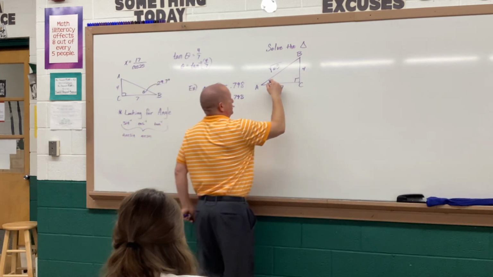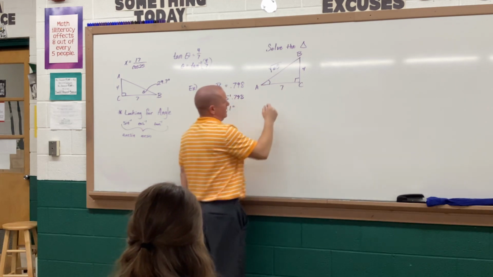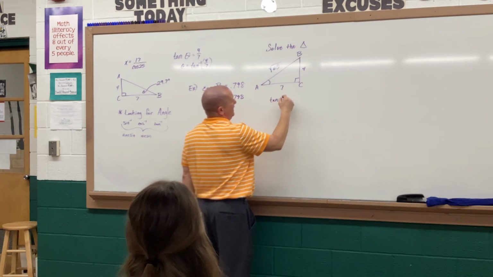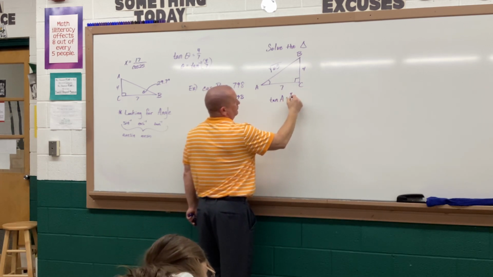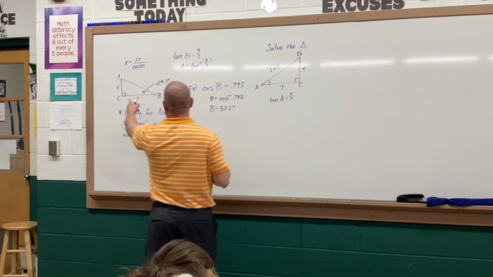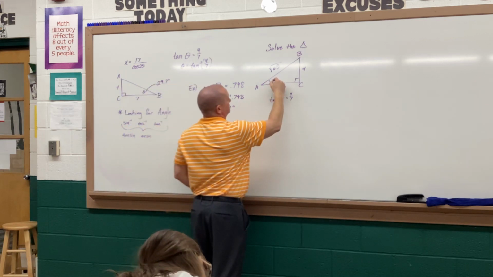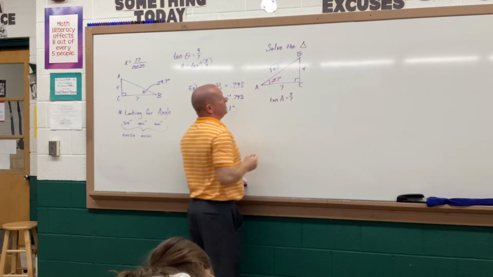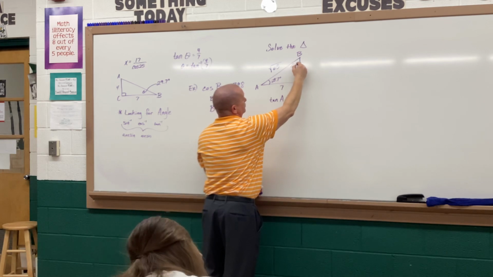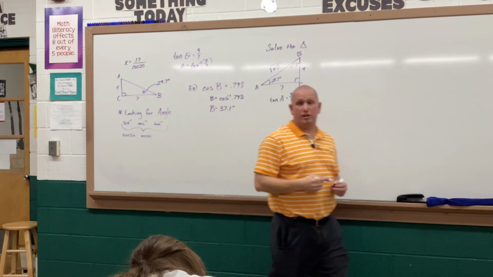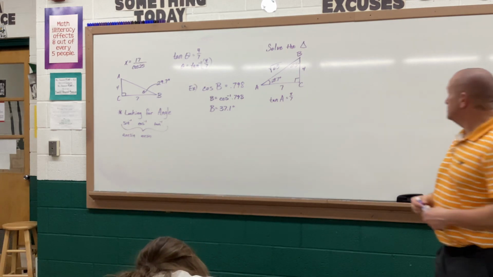So, here's the question. From A, what relationship do 4 and 7 have with A? Tangent. So we would say the tangent of A is equal to 4 over 7. So what was my answer? 29.7. So what's B? 61.3. And again, this is where you would read the directions to see what you would actually get. 60.3.